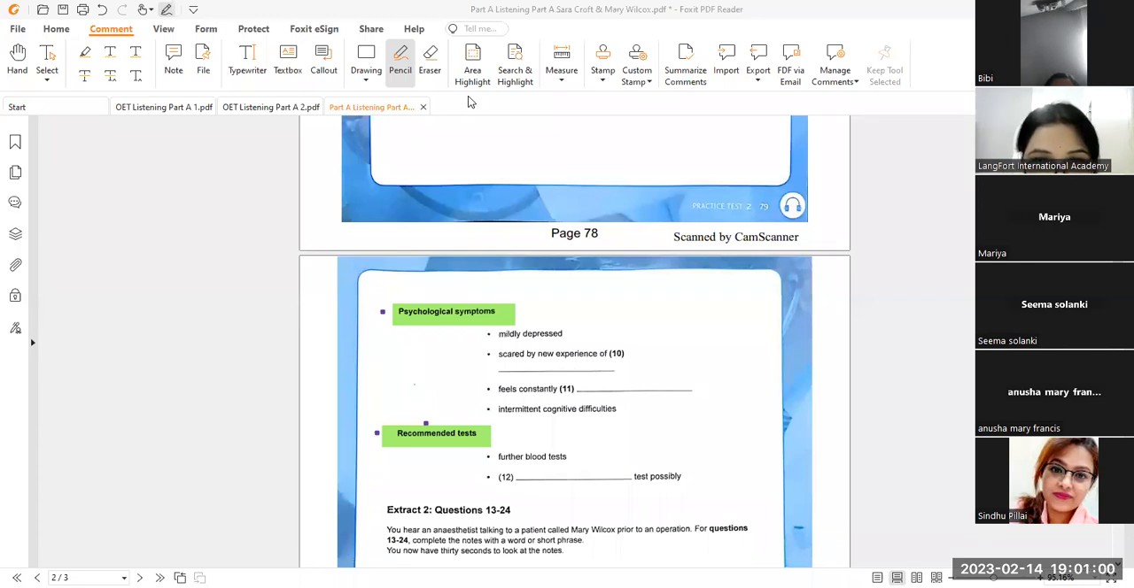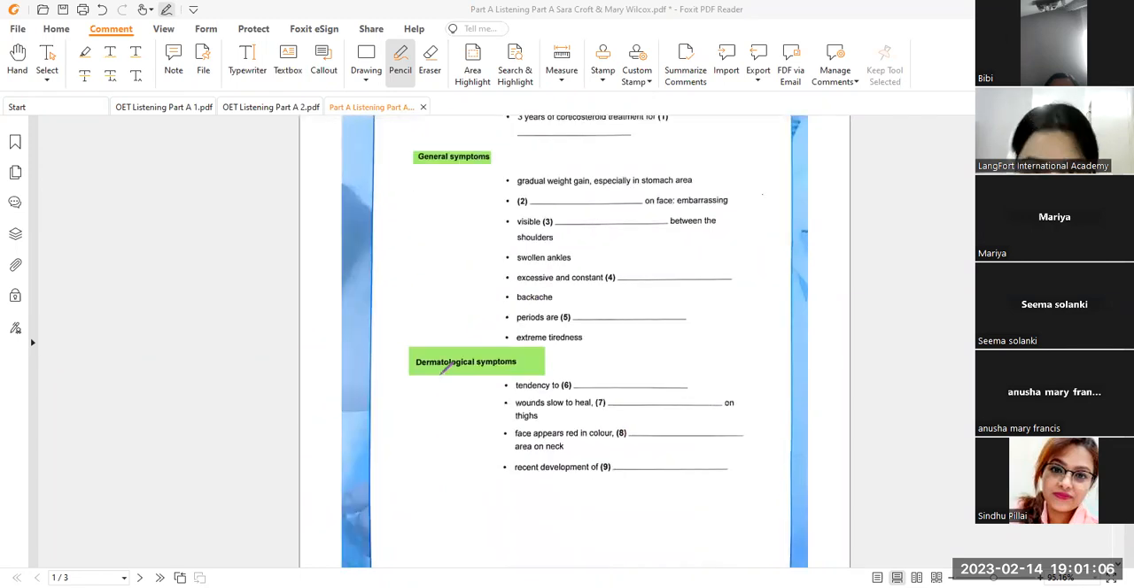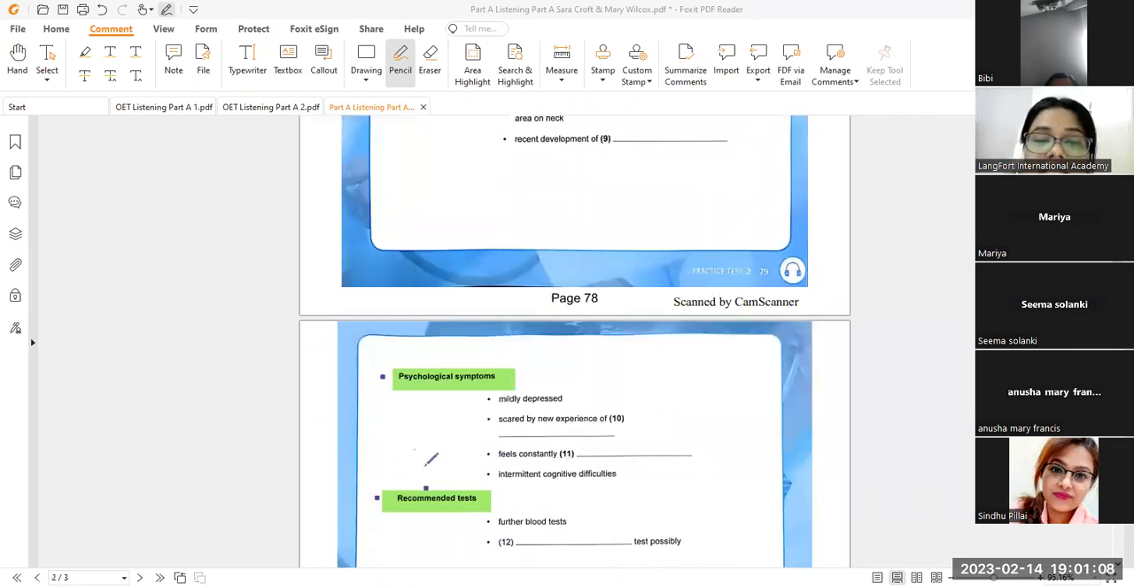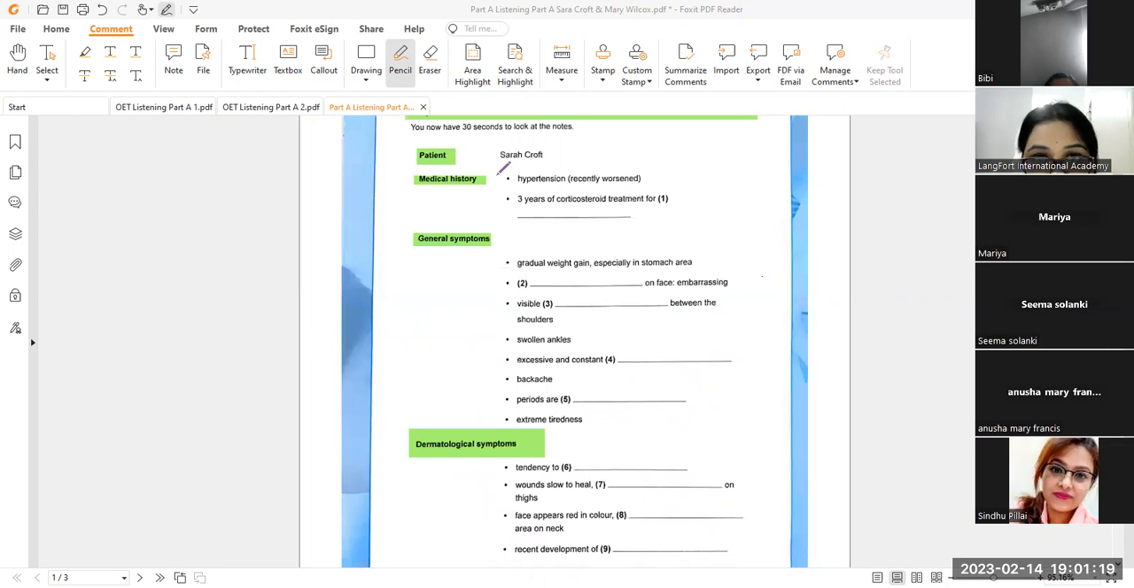So all of you take a second, go through the headings once again. It starts with medical history, then it focuses on symptoms, starting with general symptoms, dermatological symptoms, psychological symptoms, then it moves on to recommended tests. What tests are needed for the patient? Future tests. Are all of you clear about the structure of the audio? Yes, ma'am.